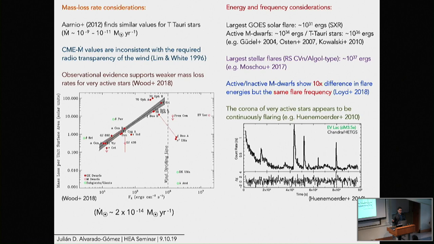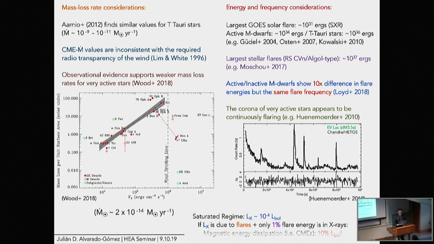And if you remember what I told you, that if you go to the saturated regime and flares only have 1% of this energy in X-rays, that means that the remaining amount of energy goes to the CMEs. That means that the CMEs are carrying away 10% of the volumetric luminosity of the star. This means that you will shut down your stars very quickly, because this light curve is like a day of observations. So if you are generating all these flares, you run out of energy in no time. So this is a big problem for stellar astrophysics.